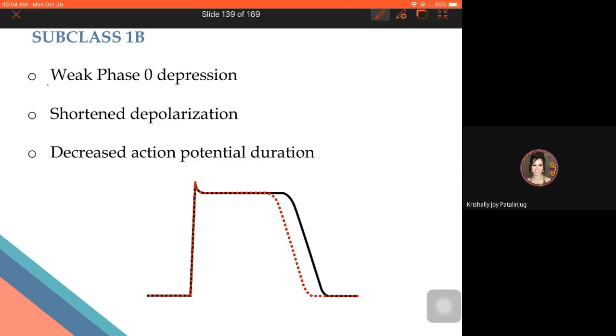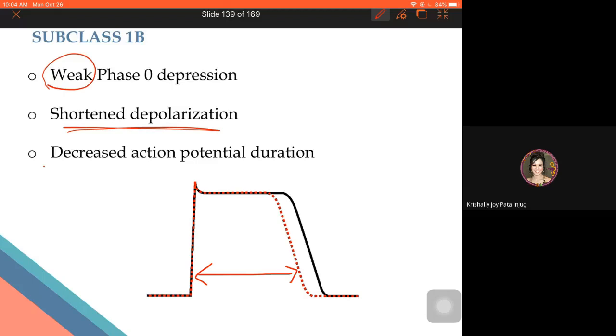Now, for class 1B, as weak sodium channel blockers, they do not prolong the action potential duration, but instead, they can actually shorten it. That is why in this slide, as you can see, upon administration of a class 1B agent, notice that the ERP, the refractory period or the action potential duration, decreases. Na-decrease or mas na-shorten as compared kanina na slide.